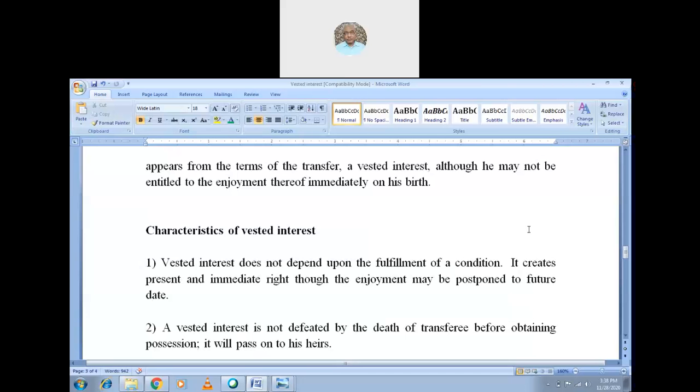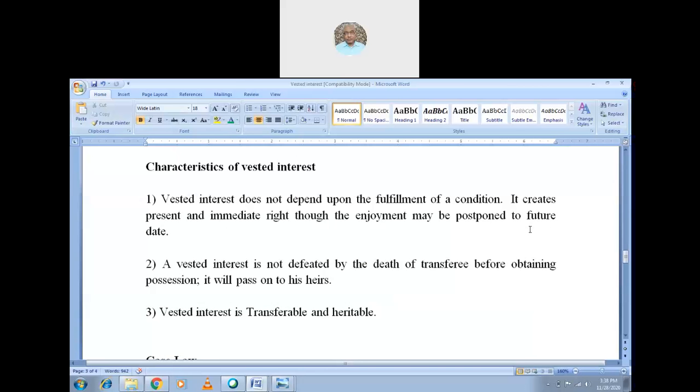In the above example, it creates a present and immediate right, though the enjoyment may be postponed to a future date. It means the vested right will be created as soon as the deed is made and registered, but the enjoyment of the property will be postponed to a future date, till C attains the age of 18 years. Is it clear? Yes, sir. Now we will see the second point.